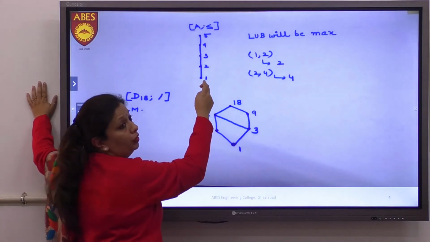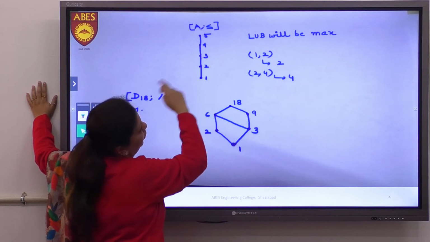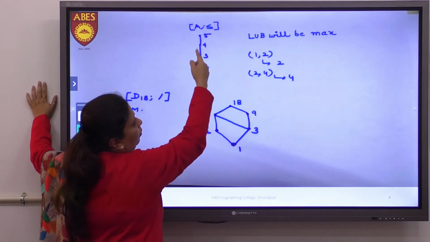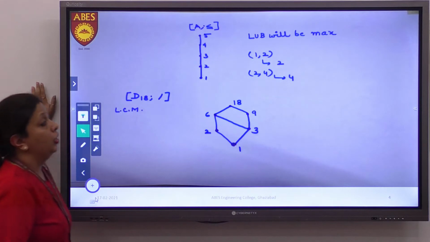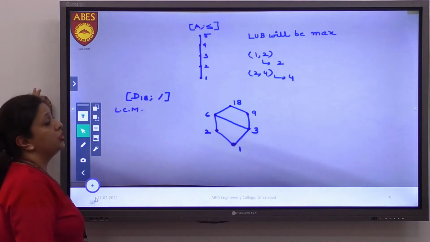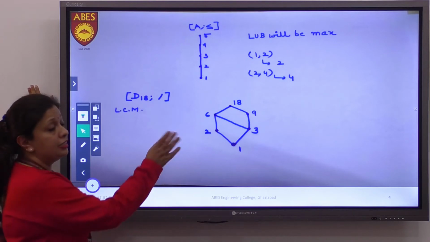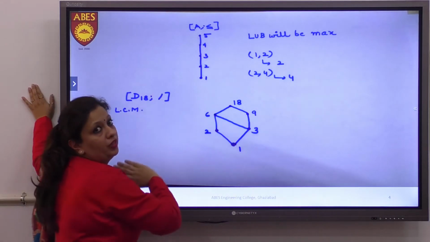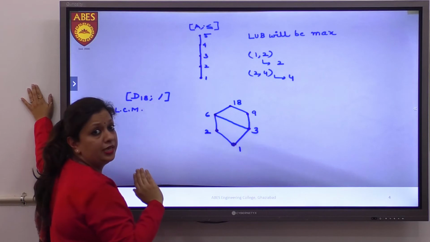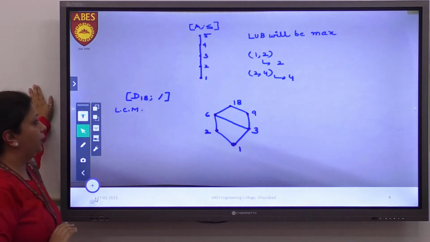Like if I want to find out the LUB for 1, 2, 2 is going to be the LUB. 1, 4, 4 is going to be the LUB. So this is just the method through which you can find out the LUB, but this is applicable only for this type of example, that is where the relation is less than or equal to and the set is given.